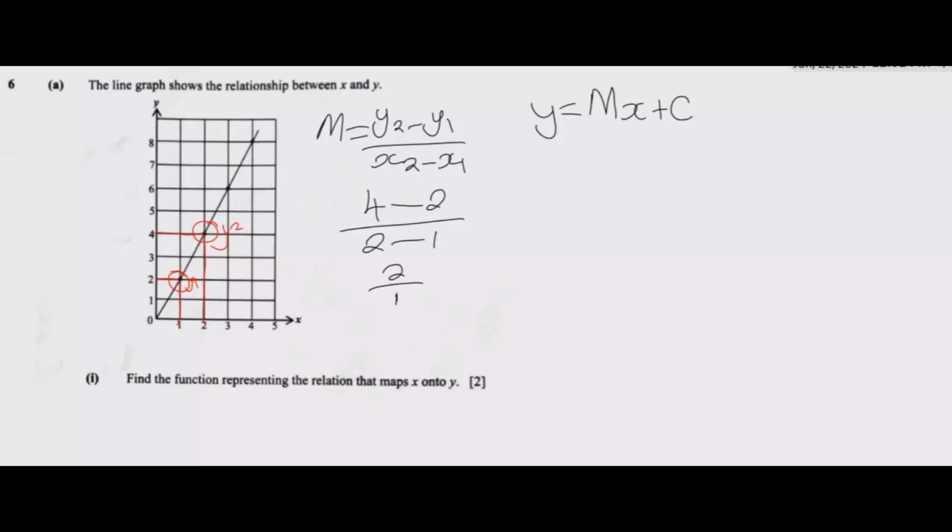Then 1 into 2, it will go 2 times. So we have found that the gradient is equal to 2. So we're going to write y is equal to the gradient, that is 2x. Then we say plus, or we ask ourselves, do we know the value of the constant? No, we don't know the value of the constant. So what are we going to do? Let's find the constant as well.